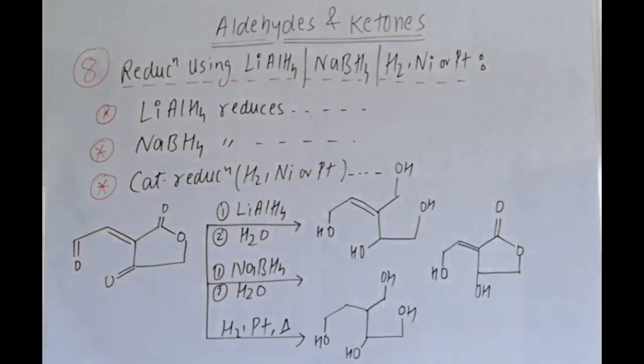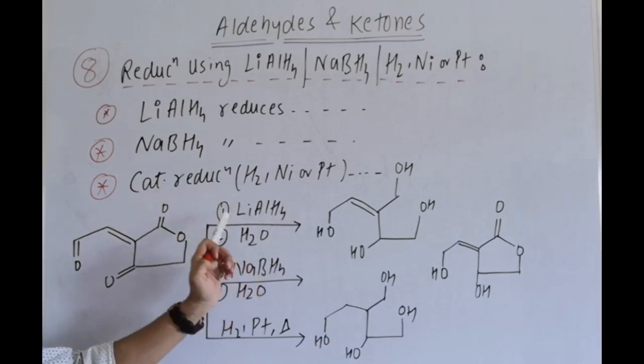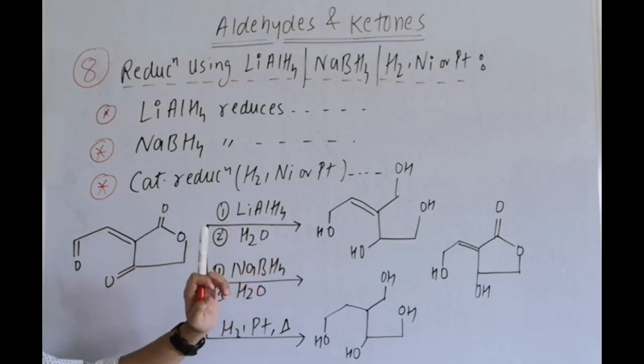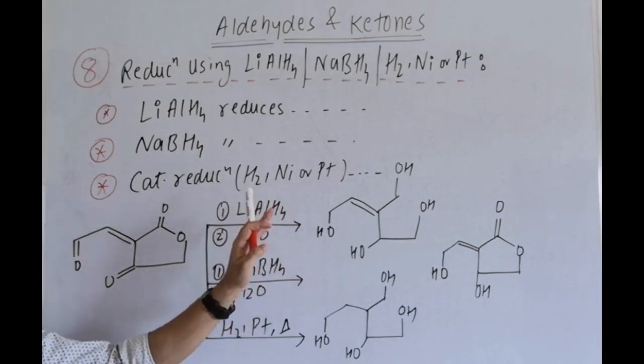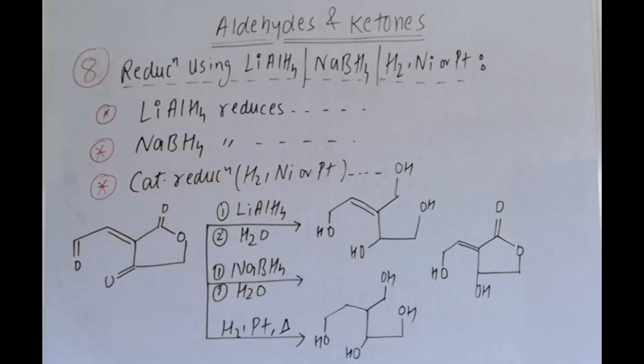Now starting with an example for better understanding, a hypothetical example which contains an aldehyde group, a ketone group and an ester group, and a double bond is also present. Now with lithium aluminium hydride, this is the way to write: first step with lithium aluminium hydride and then H2O addition. This is the complete way to write. Even if it is written directly as LiAlH4, we still do the reduction because in the options the reduction product is given.